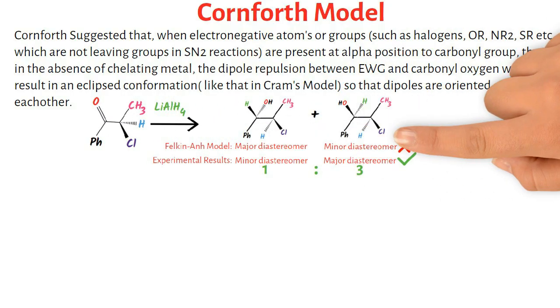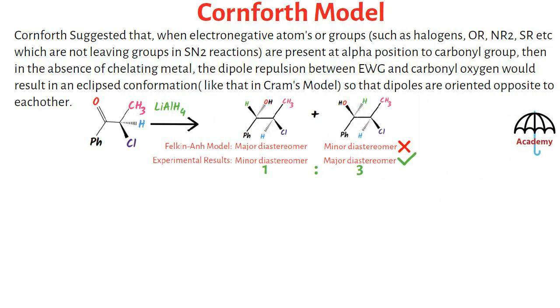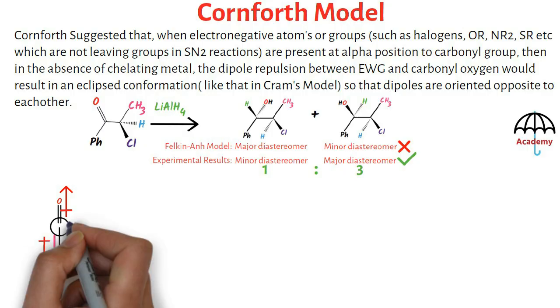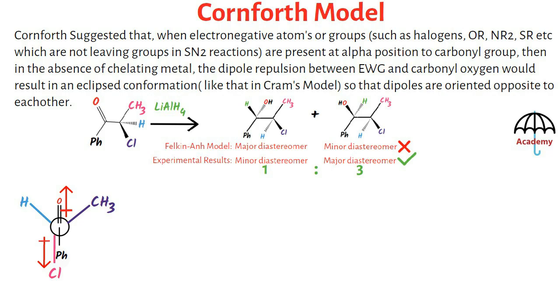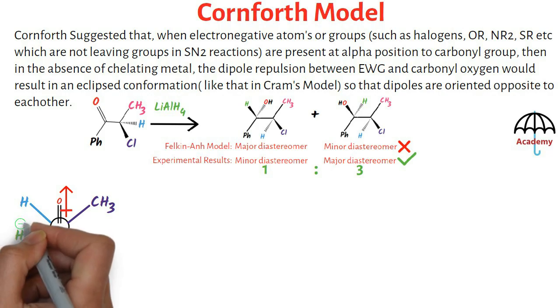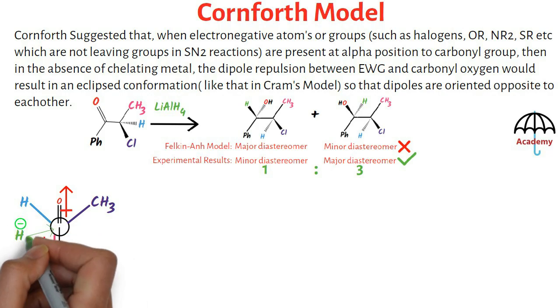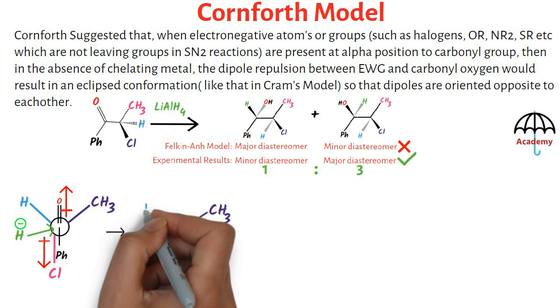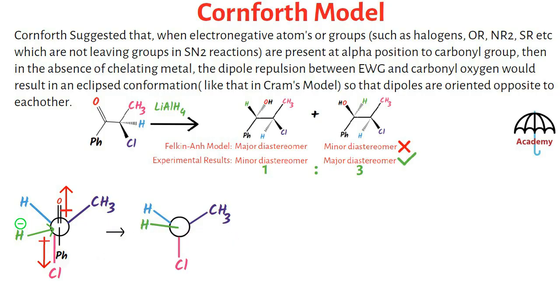Let us take this same reaction we discussed, which gives opposite results to those expected from Felkin-Anh model. So as per Cornforth model, chlorine has to be placed just opposite to carbonyl oxygen, so that the two dipoles are exactly opposite to each other to minimize the repulsion. Methyl will be placed here and hydrogen here. The incoming hydride will approach from this small group side like this. After the attack, there will be no change in groups on back carbon. Hydride approaches from this side, hydroxyl will reach here and phenyl reaches here.